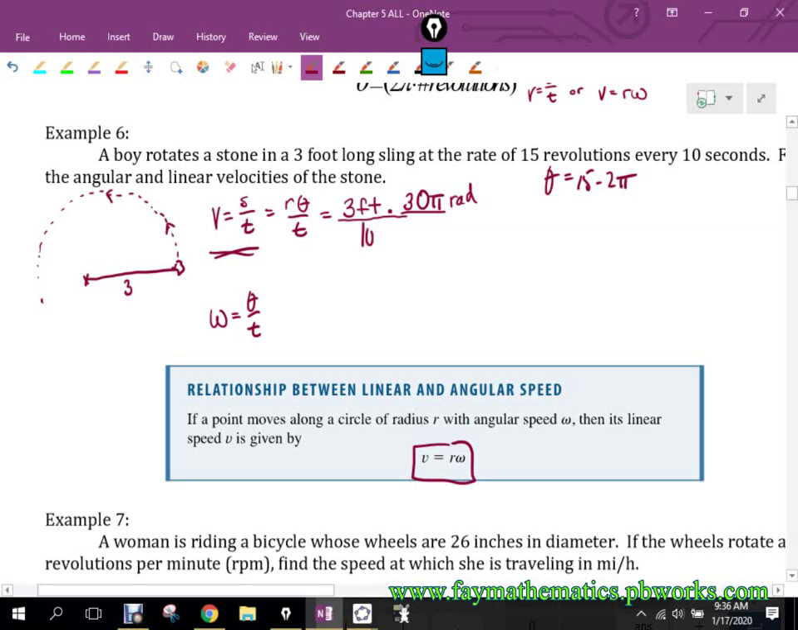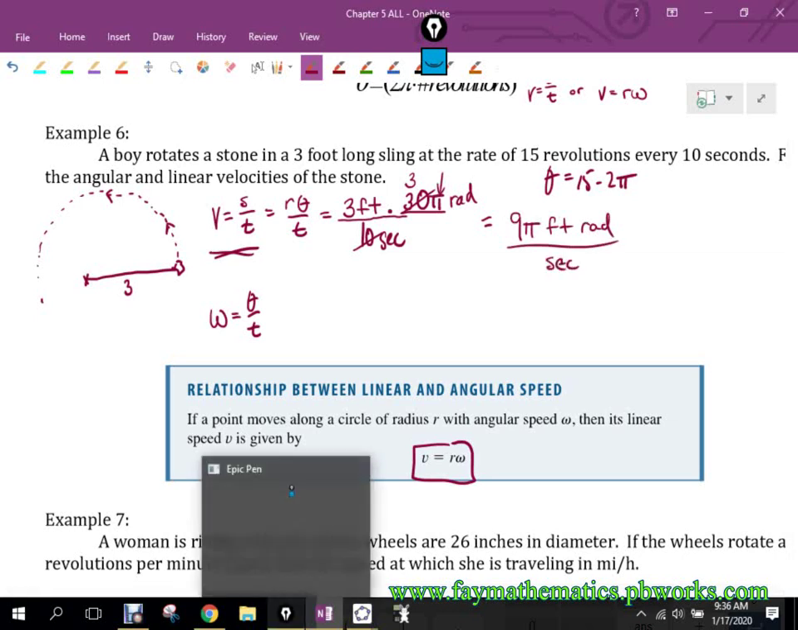Now, if that's my formula, how does that 10 over 30 work? 3, cancel out there, right? So now I've got 3 times 3, which is 9, times pi. I've got feet radians up top, over seconds on the bottom, right? Yes. 1 second on the bottom because the 10 canceled.